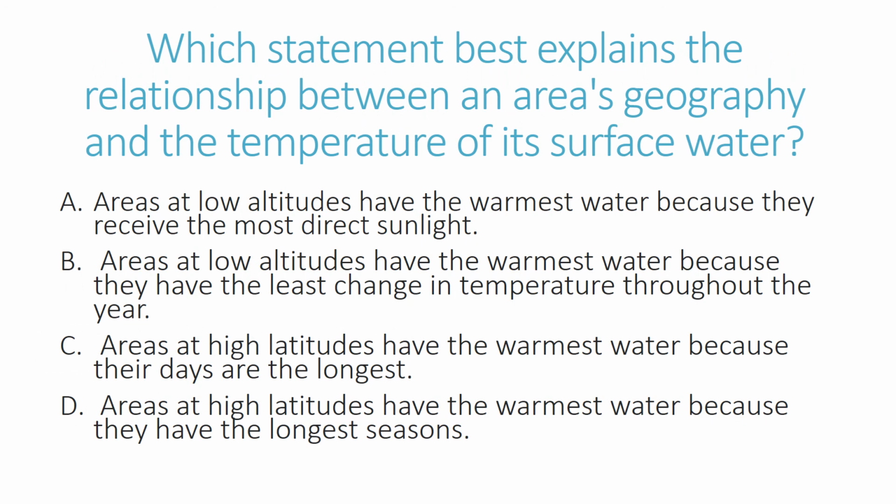Which statement best explains the relationship between an area's geography and the temperature of its surface water? Please take a moment to pause the video and answer the question. The correct answer is A. Areas at low altitudes have the warmest water, because they receive the most direct sunlight.